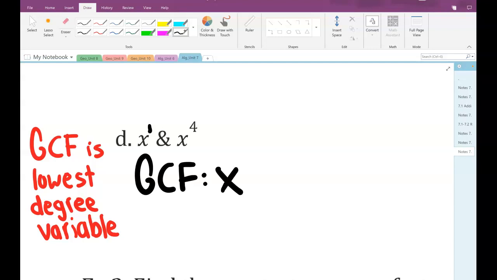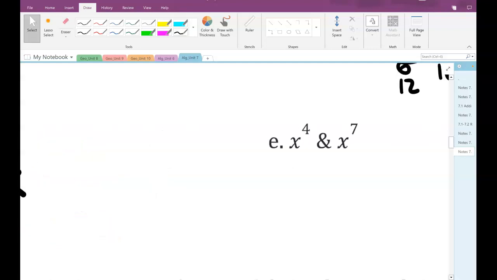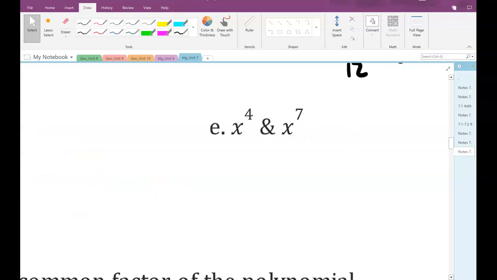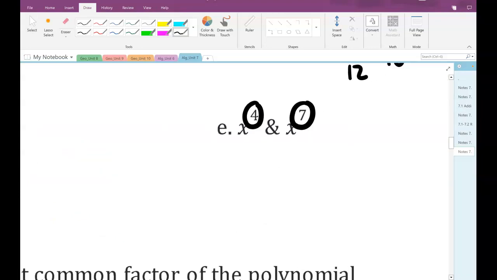Why is it x? Because that's just the rule we follow. It's the lowest one. No, 1x is still right. We just don't write the 1 in front. So for the next two, the next two are just x? Well, no, because in example E, this is to the 4th degree, this is to the 7th degree. So we take the lowest degree term, which is 4, so our GCF is x to the 4th.